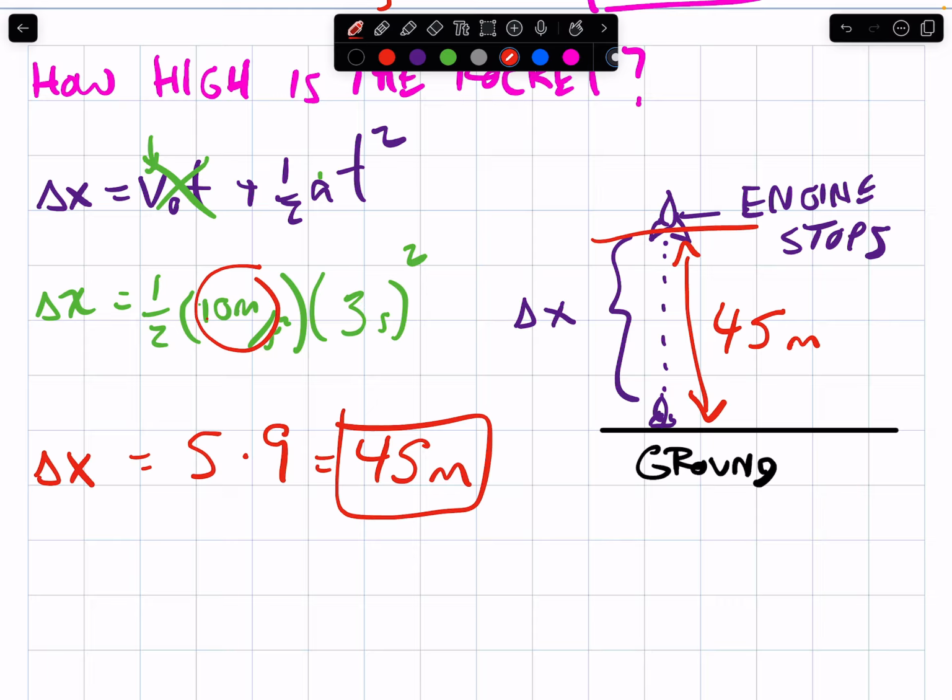So then when that engine burns out, does that rocket just all of a sudden stop moving up? No, it doesn't stop moving up because it's moving 30 meters per second. It's going to keep gliding up and slow down, and at some point up here, it's going to finally stop.